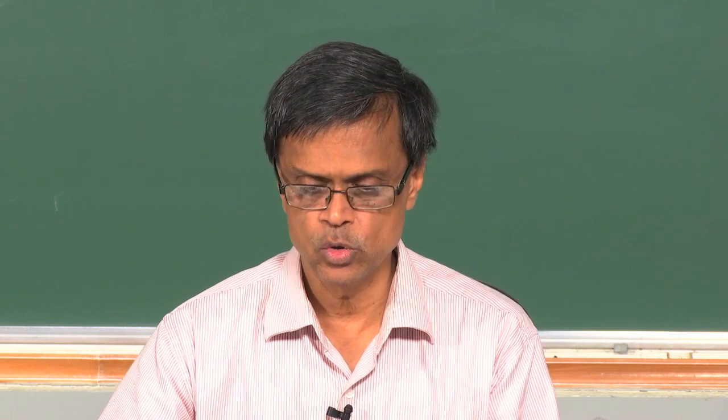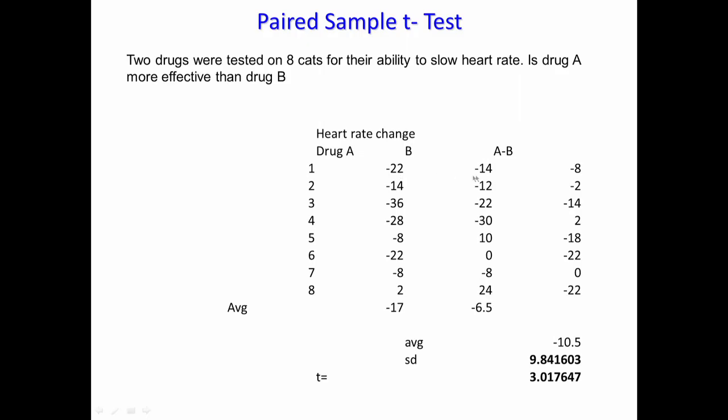Okay, the same subject has to be used. So I can do A minus B: minus 22, minus 14, minus 14, minus 12, and so on. I can add up overall, that comes out to be minus 10.5, that gives you the mean. Now these are the values. Okay, I can calculate the t.